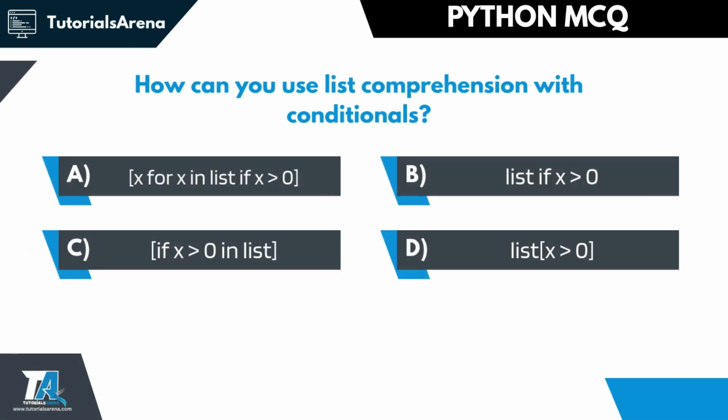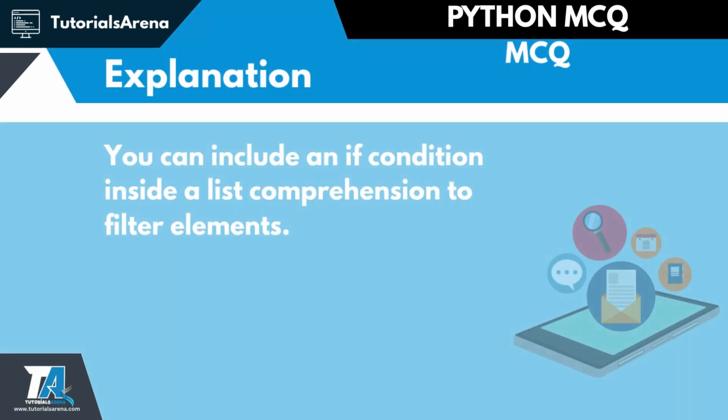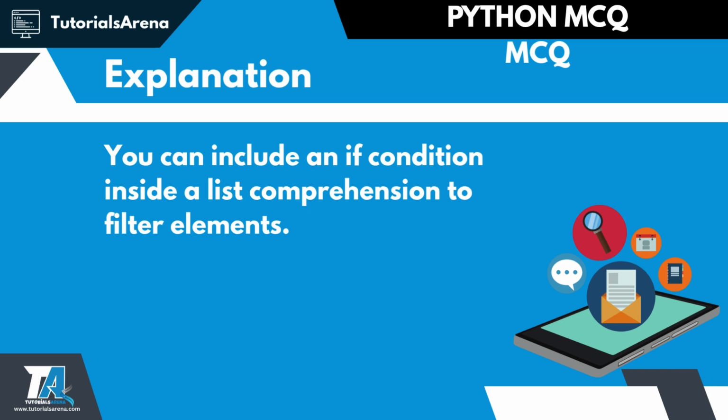How can you use list comprehension with conditionals? The correct option is option A, x for x in list if x greater than 0. You can include an if condition inside a list comprehension to filter elements.